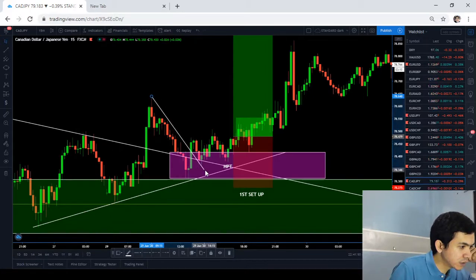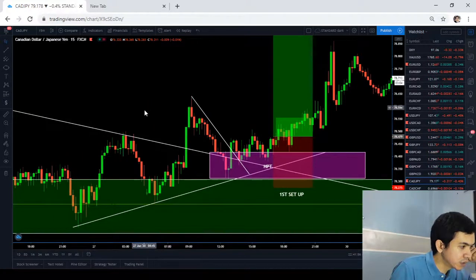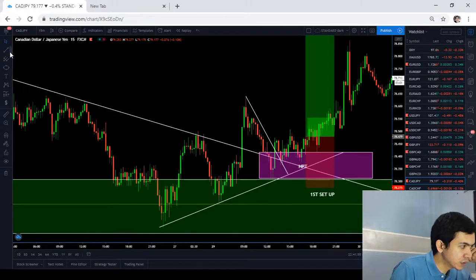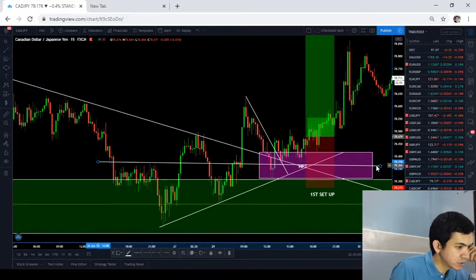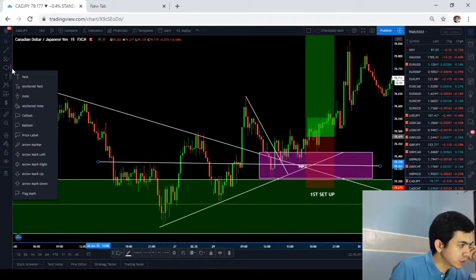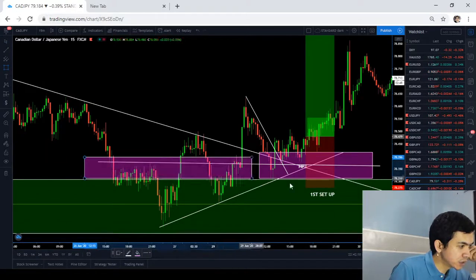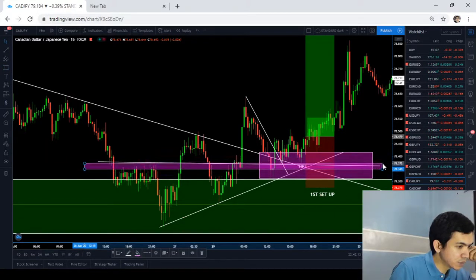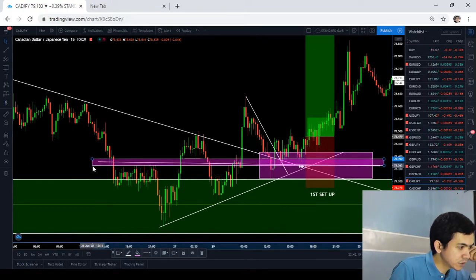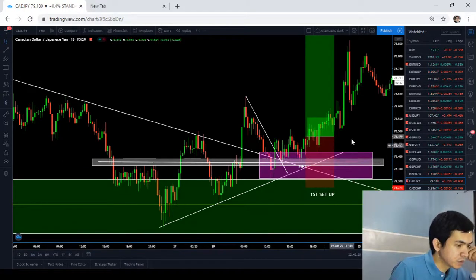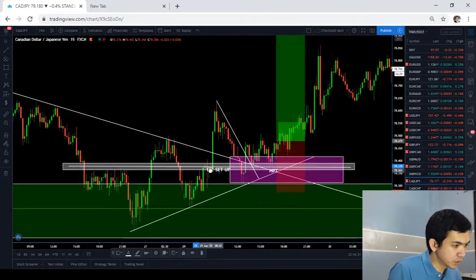Okay, ulitin lang natin yung process. From the higher time frame, ganun din sa lower time frame. And then there's a key support level or zone dito. So, this will be our support key level or zone sa lower time frame. Hindi pantay ito. Yan, so yan ang aking support on a lower time frame.